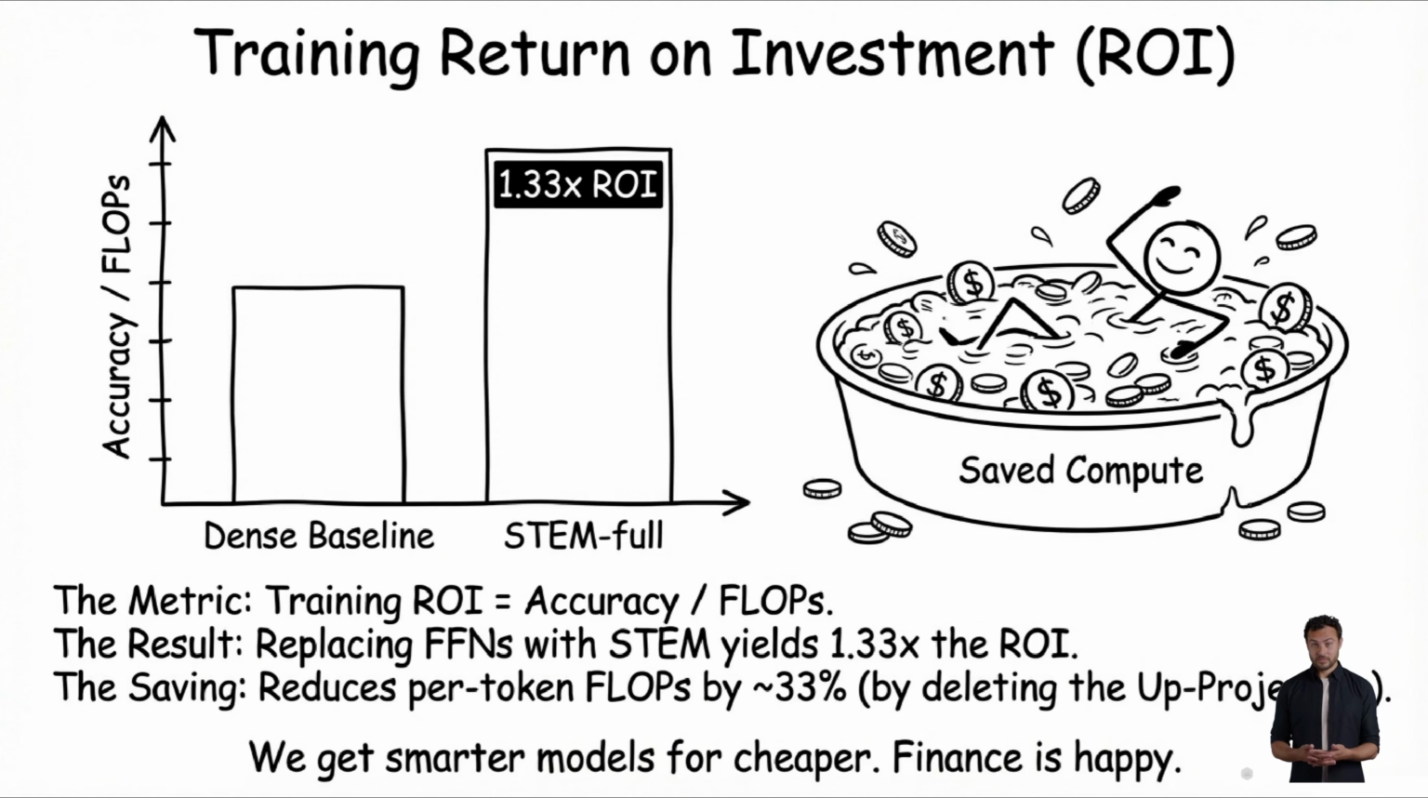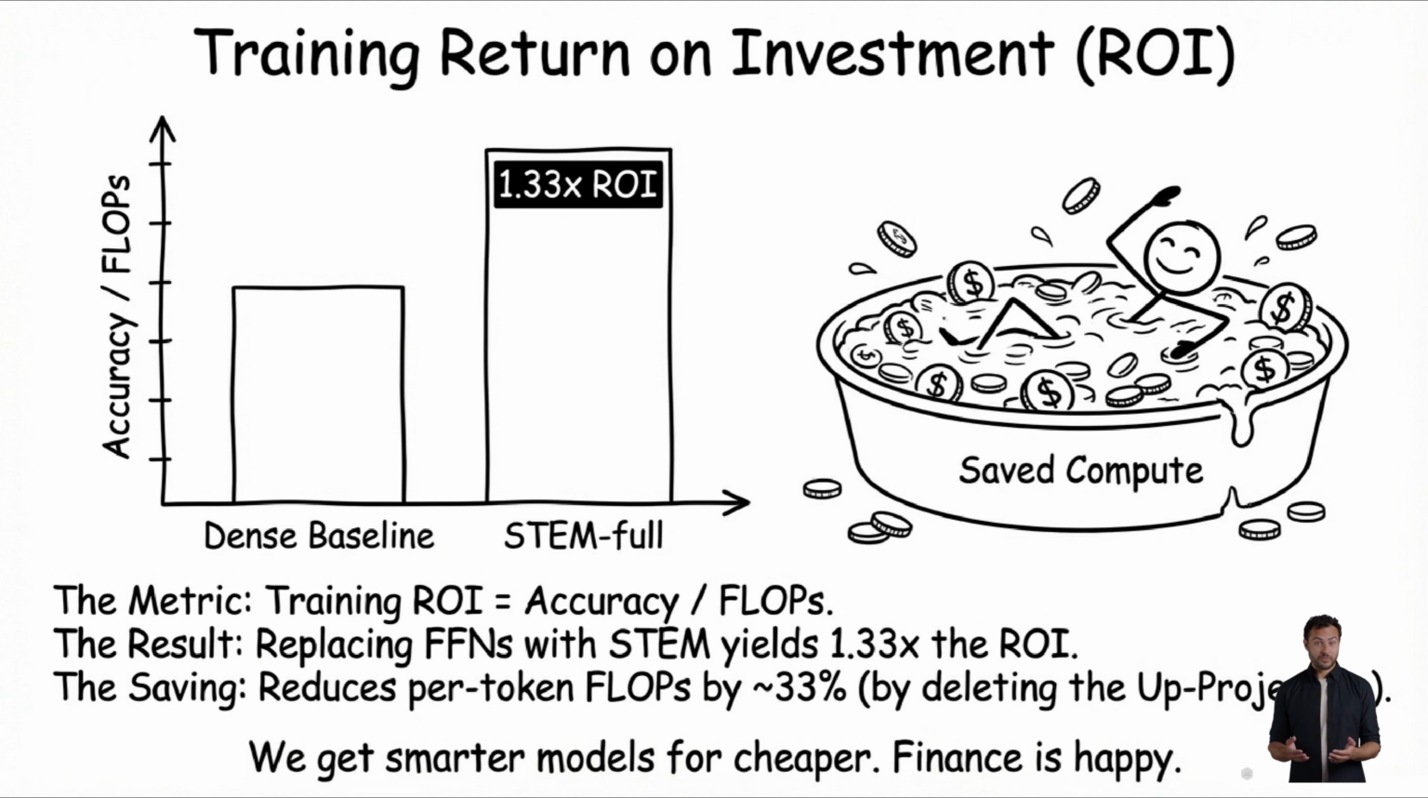Training return on investment, or training ROI, is defined here as a simple ratio: accuracy divided by flops. So every bar on this chart is answering one question: how much accuracy do we get for each unit of training compute? The comparison is between the dense baseline model and STEM full. The STEM full bar is higher, and the slide summarizes that as a 1.33x improvement in training ROI.